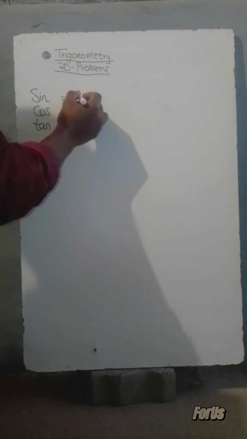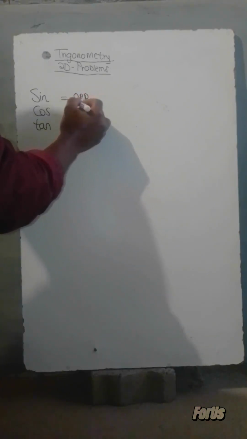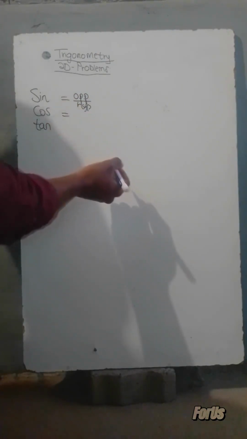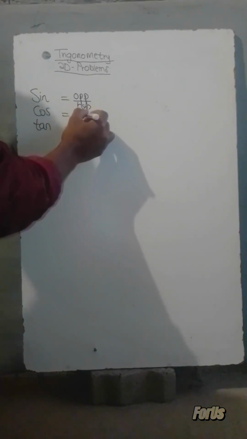Now, when dealing with trigonometry 2D problems, you need to know the trig ratios. By trig ratios, I'm talking about the sine, the cos, and the tan. We need to know that. And we know that sine is opposite divided by hypotenuse, and the cos is adjacent divided by hypotenuse.